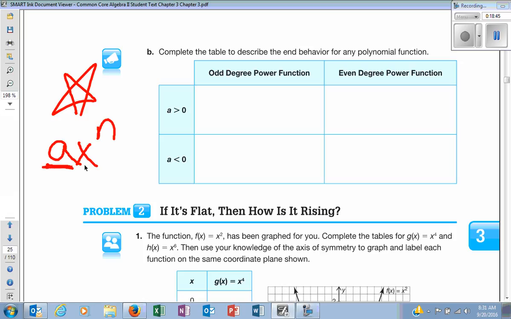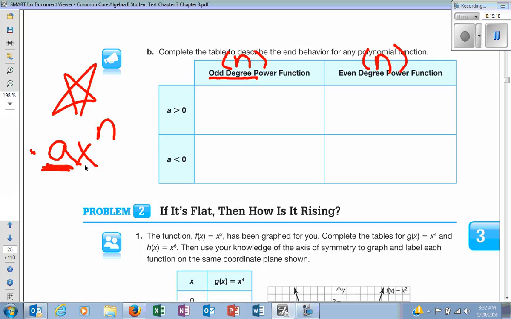What does the odd degree power refer to? What is this referring to? What is an odd degree power function? What is it referring to over here? I already got A, so what is this referring to? The x. The n.